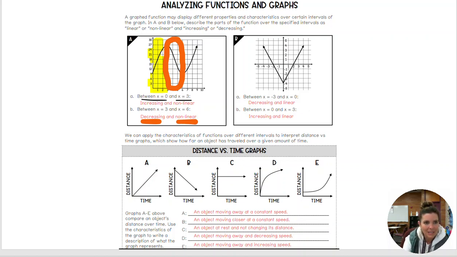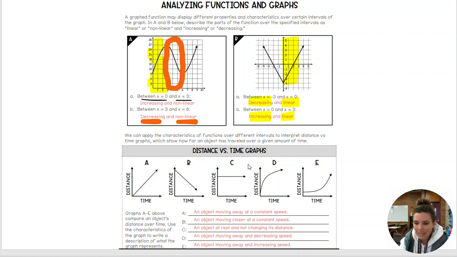Okay, on the next one, between x is negative 3 and x is 0, that's right here. Okay, so that's all of this space right here, and we can see that the function is decreasing, and it's also linear. And then if we look at the space that is in between the 0 and the 3, that would be this space right here, okay? And you can see that in that space right there, the function is increasing and linear.